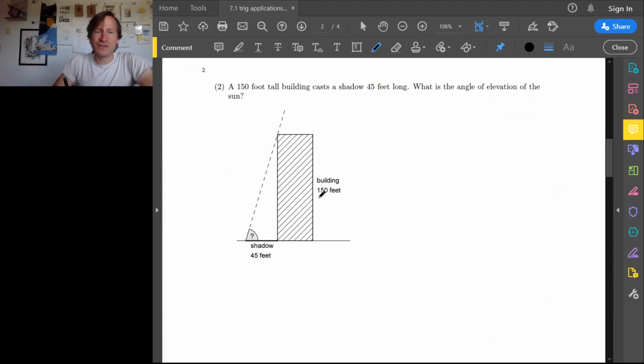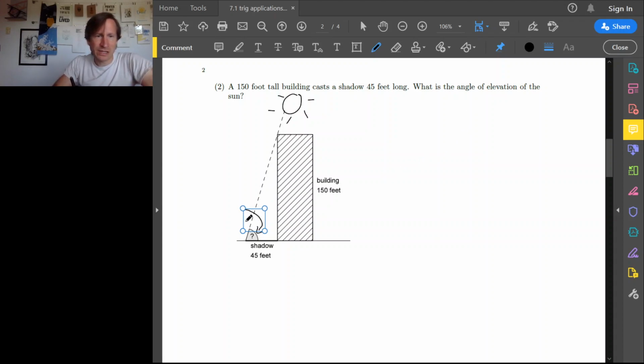Okay, let's look at number 2. All right, we have this 150-foot tall building. It casts a 45-foot shadow, and we want to find the angle of elevation of the sun, which is this angle right here. I guess the sun is supposed to be up here. So we're trying to find the angle up from horizontal, where the sun is.